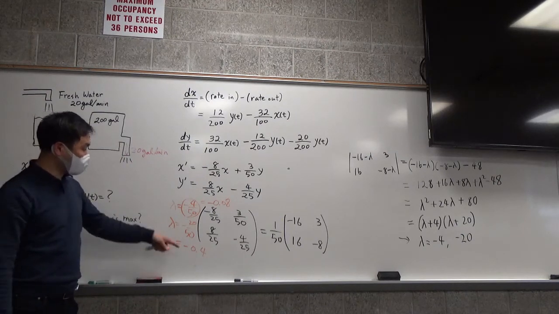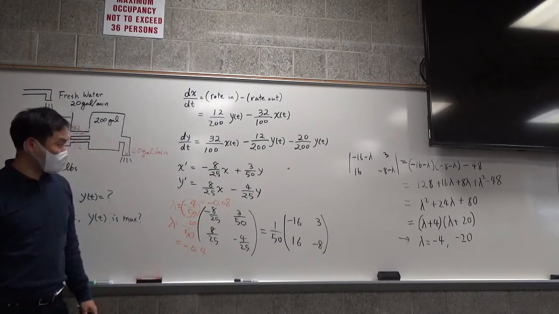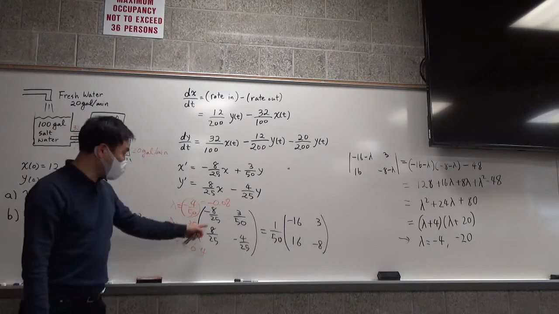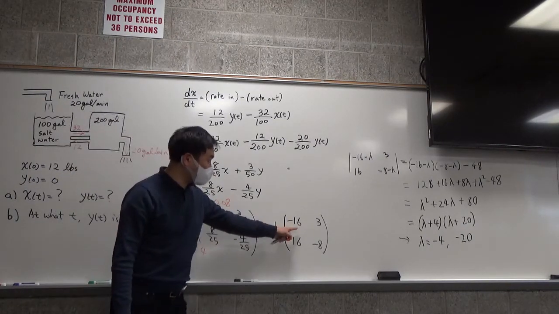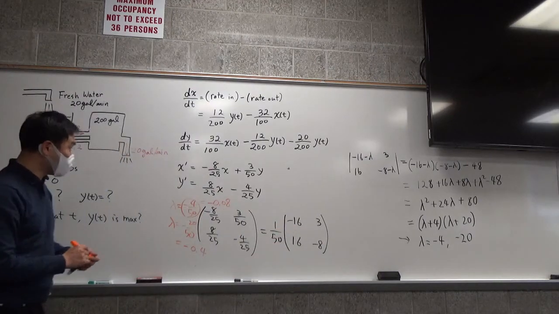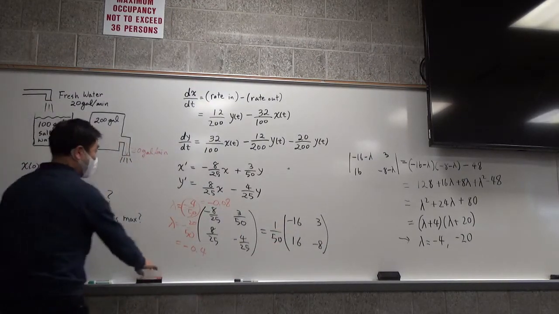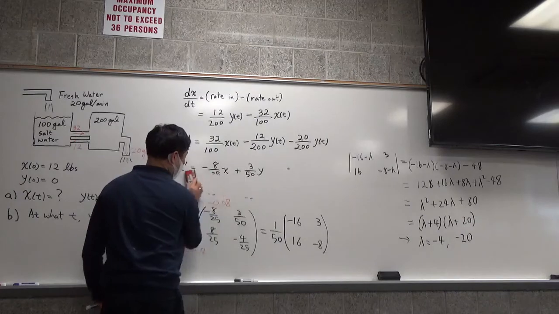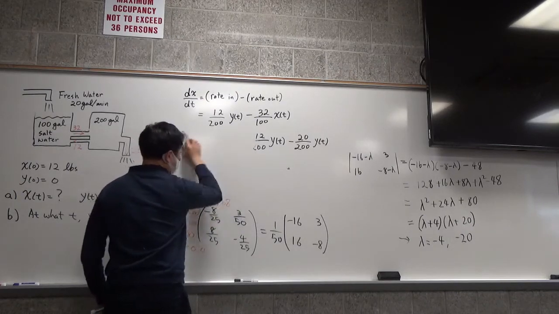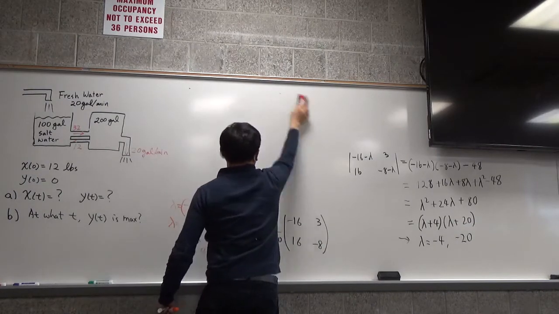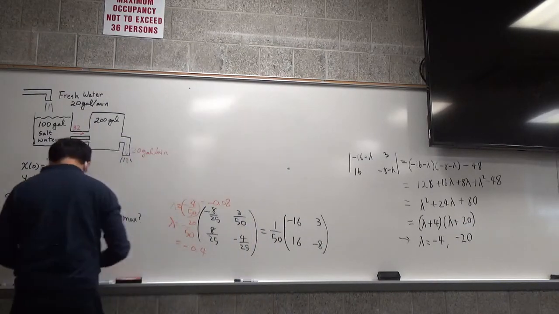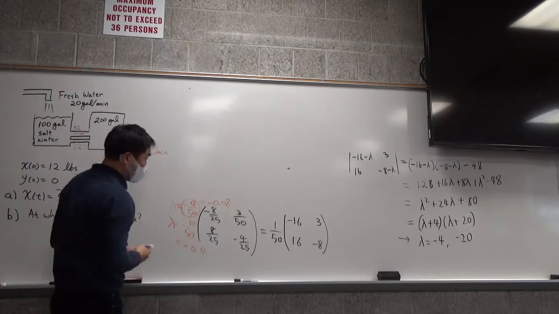So those are the two eigenvalues, which we can now put here to find the eigenvectors. But I'll still use this one because they share the same eigenvectors. So let me erase this part and then continue on. So let's find the eigenvectors for each eigenvalue.